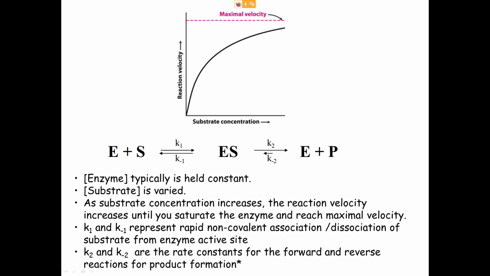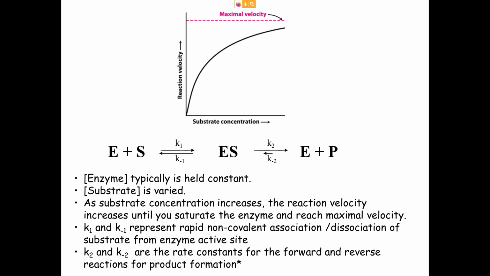Okay. So let's throw some numbers on there. Here's the ones I just described. We'll call the forward reaction K1, reverse K minus 1, the formation of product and release of product K2, and the rate of this going backwards K minus 2. Yes, I drew the arrow a little smaller. We'll get to that in a second.